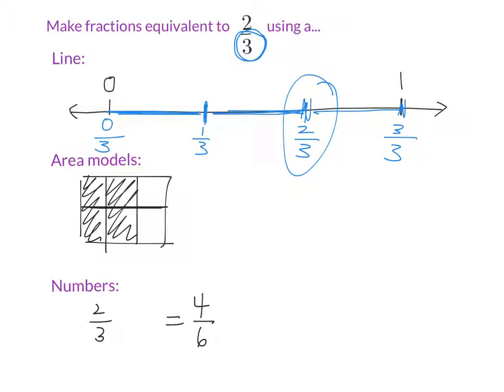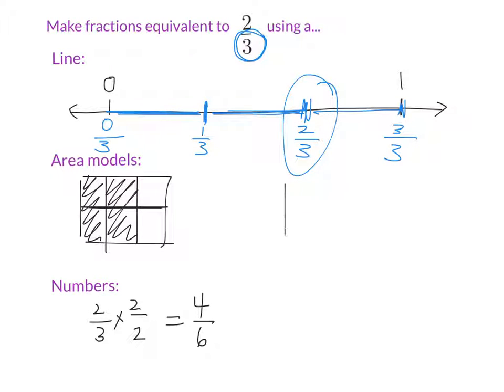How can I use numbers to get from 2/3 to 4/6? What do I need to do? Martin? The numerator and denominator by 2. If I multiply the numerator and the denominator by 2, what number am I multiplying my whole fraction by? 1. But do you see how I can use numbers to do it that way?